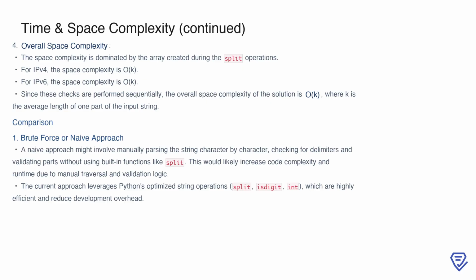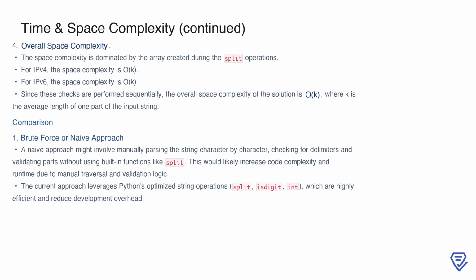A naive or brute force approach, such as manually parsing the string character by character, might use additional memory for intermediate steps or custom logic, which could increase the space usage. By leveraging Python's built-in functions like split, the current solution avoids such overhead and remains efficient in both time and space.